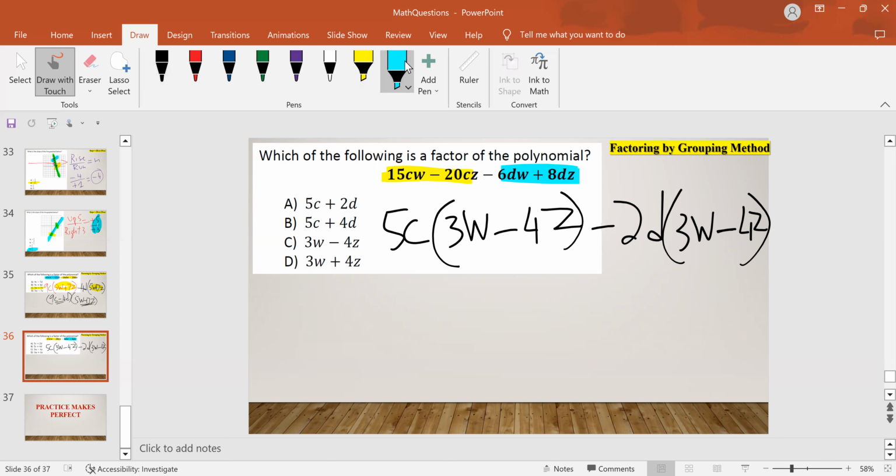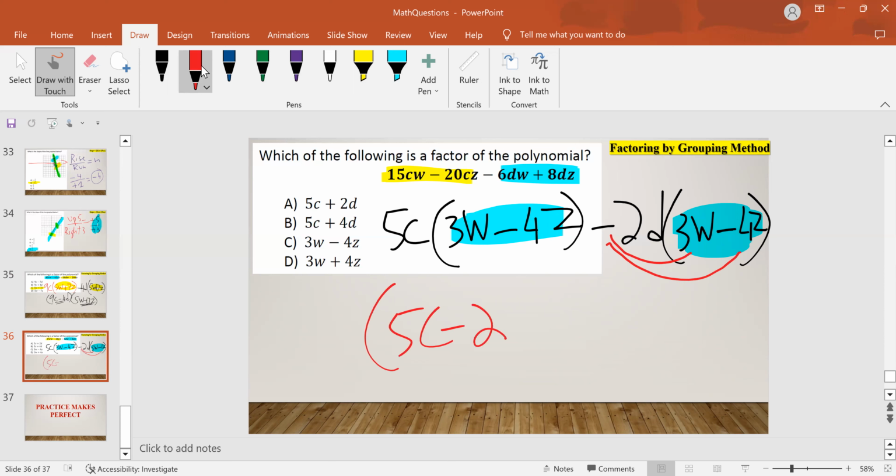You have to understand that at this step, you should have the same factor in the parentheses. And yes, that makes sense, because what? Negative 2d multiplied by 3w gives you negative 6dw. The same negative 2d multiplied by negative 4z gives you what? Positive 8dz. Okay, so to finish the problem, we have a 5c minus 2d in one parenthesis. We have a 3w minus 4z.